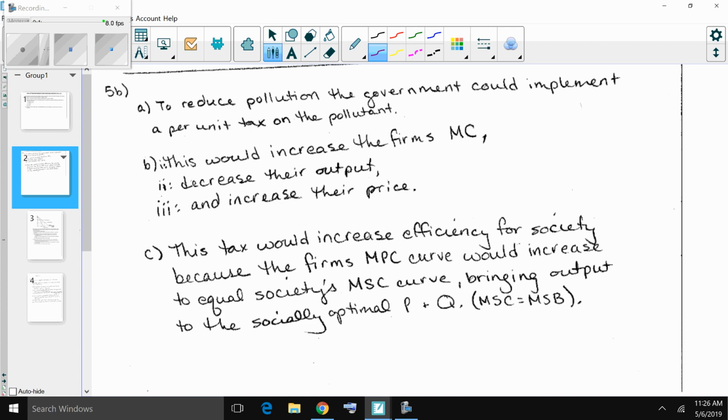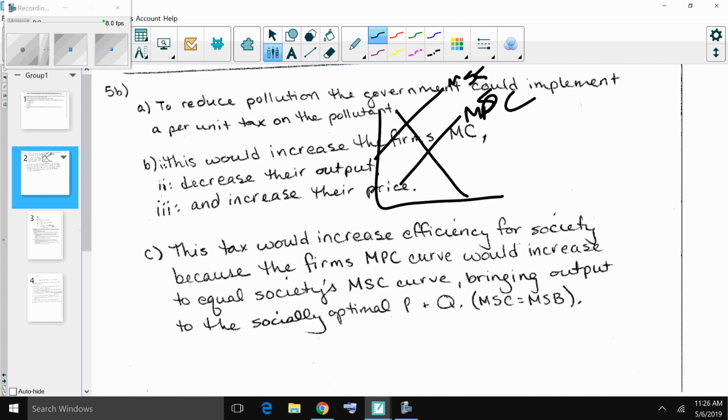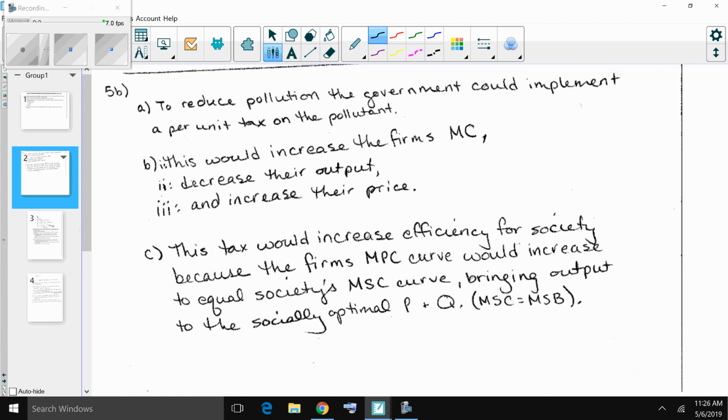Now finally, part C. This would increase our efficiency for society, because firms' MPC curve would increase to society's MSC curve, bringing our output to the socially optimal level. That's what I had just graphed if I didn't erase it. Remember over here, I had our supply and our demand. This was going to be our MPC, and this was MSC because of the negative externality. So when supply shifts left, that means we're going to be closer to socially optimal. Remember, socially optimal is what society wants, when society's costs equal society's benefits.